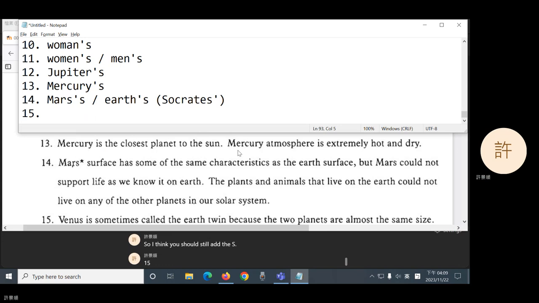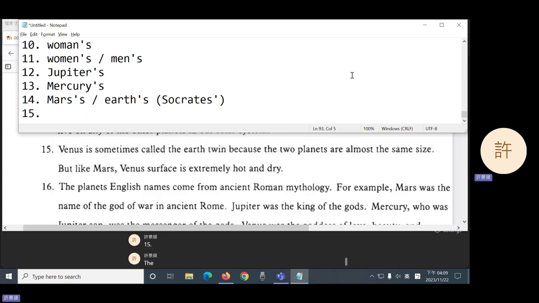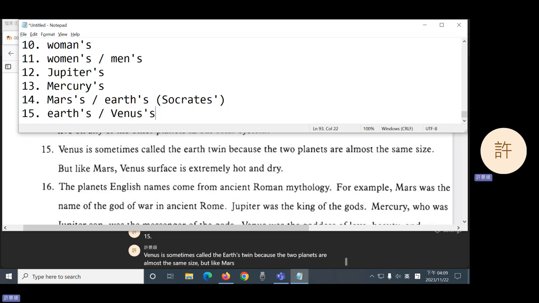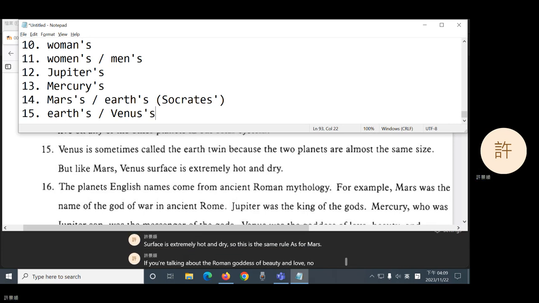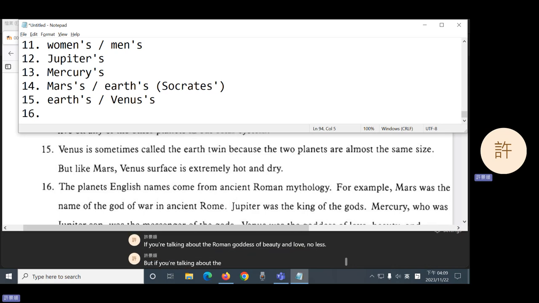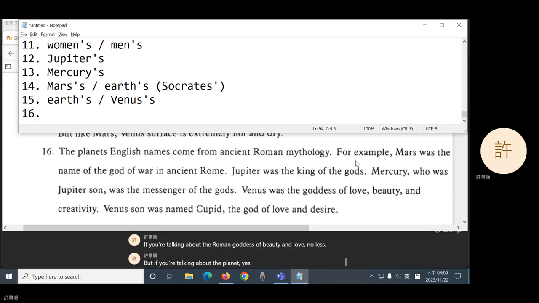15. Venus is sometimes called the Earth's twin because the two planets are almost the same size. But like Mars, Venus's surface is extremely hot and dry. So this is the same rule as for Mars. If you're talking about the Roman goddess of beauty and love, no S. But if you're talking about the planet, S. 16. Oh, look, it's talking about the names.